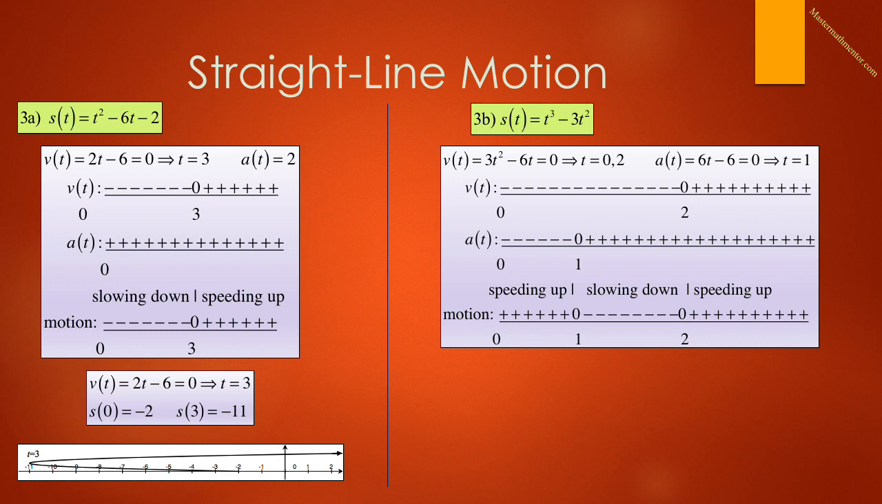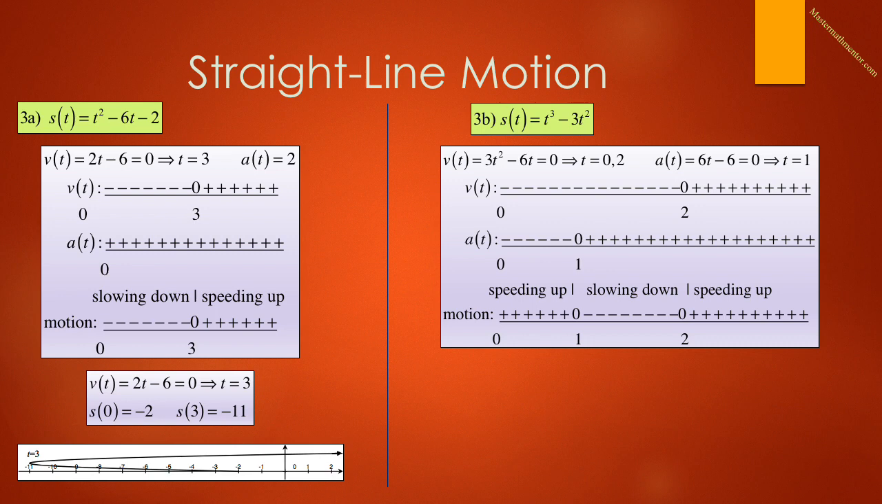We make our sign chart for velocity and find that between t equals 0 and t equals 2, the velocity is negative, meaning that the particle is moving to the left. To the right of t equals 2, the particle is moving to the right. We then look at a of t. Between 0 and 1, the acceleration is negative, and after 1, the acceleration is positive.